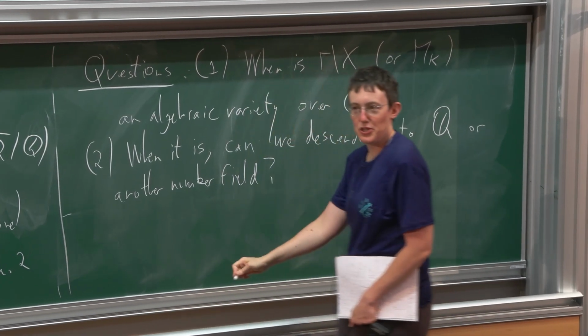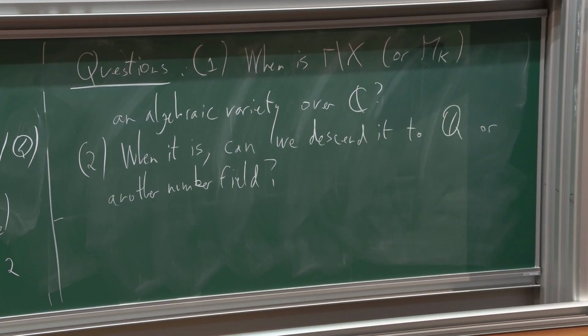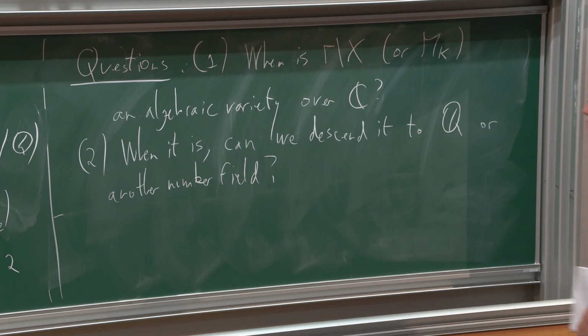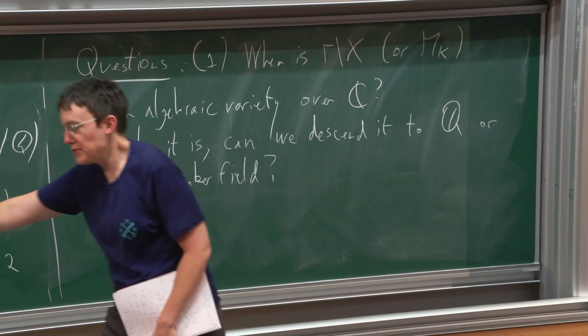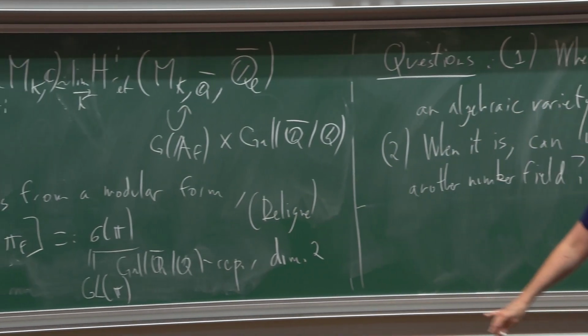I guess those are the questions for today and tomorrow, and the question for Wednesday is: when we have an algebraic variety and we can descend it to a number field, can we generalize this picture about the cohomology?